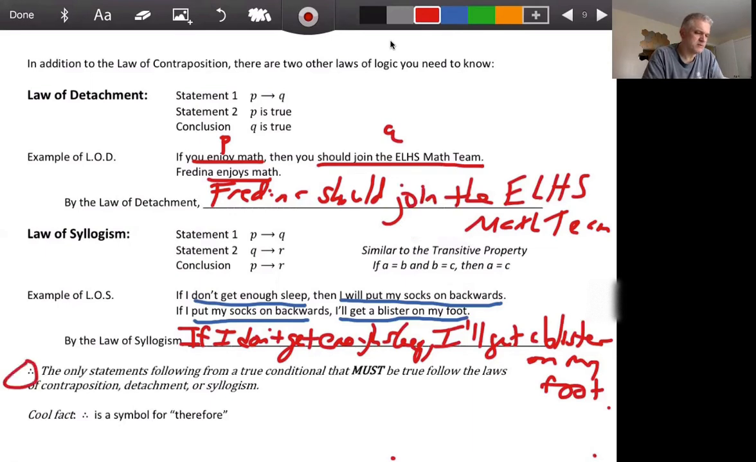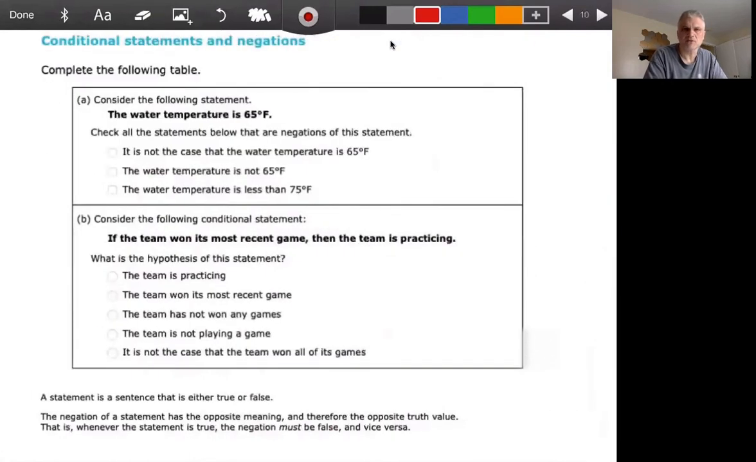The only statements following from a true conditional that must be true follow the laws of contraposition. So the contrapositive is true. The law of detachment is always true. The law of syllogism is always true. And a cool fact: you can just say "therefore." The little triangular dots are a "therefore." Does it make you feel smart? You probably knew it already, but I'm going to pretend I'm teaching you that.